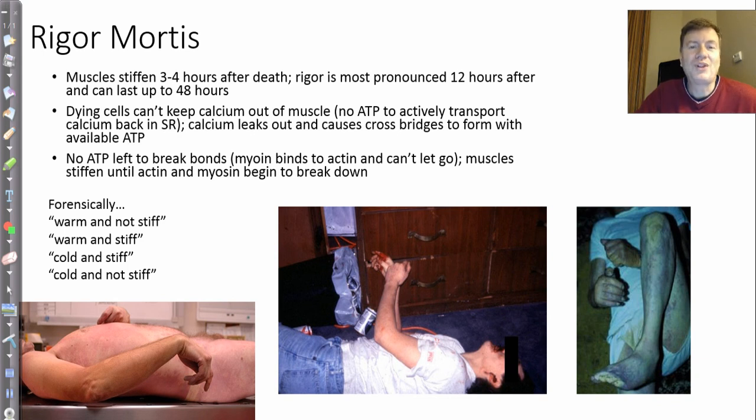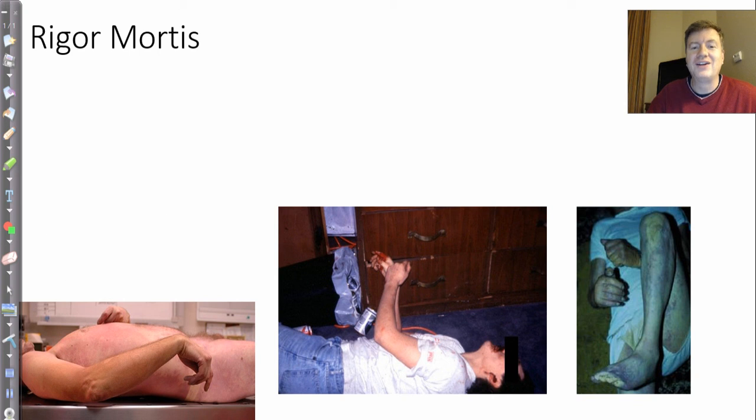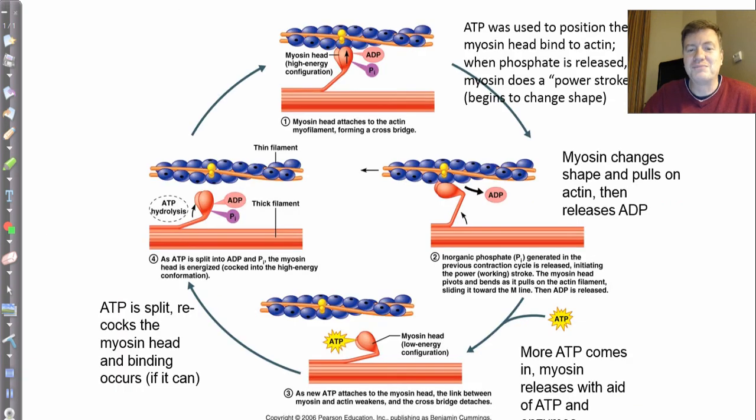So one more time, myosin binds to actin because myosin can, and myosin is going to stay bound to actin as long as there's no ATP available. When somebody dies, they stop making ATP. So if you have the attachment of myosin to actin, but there's no new ATP coming in to break that bond, it stays attached. And if it stays attached, that's rigor mortis.